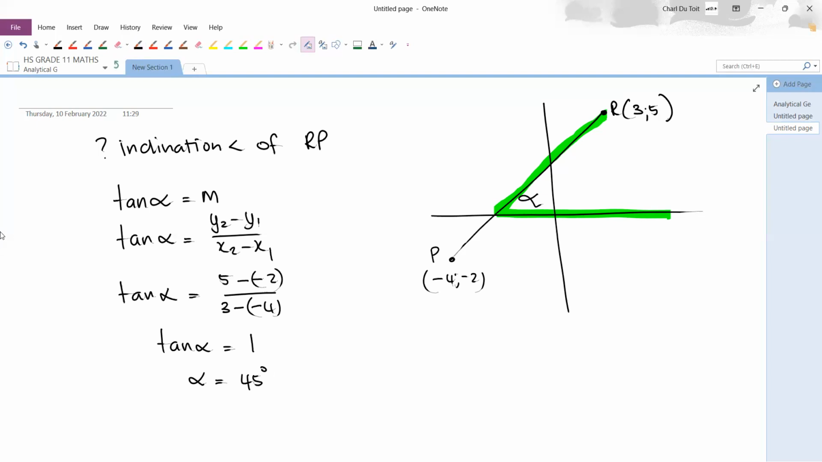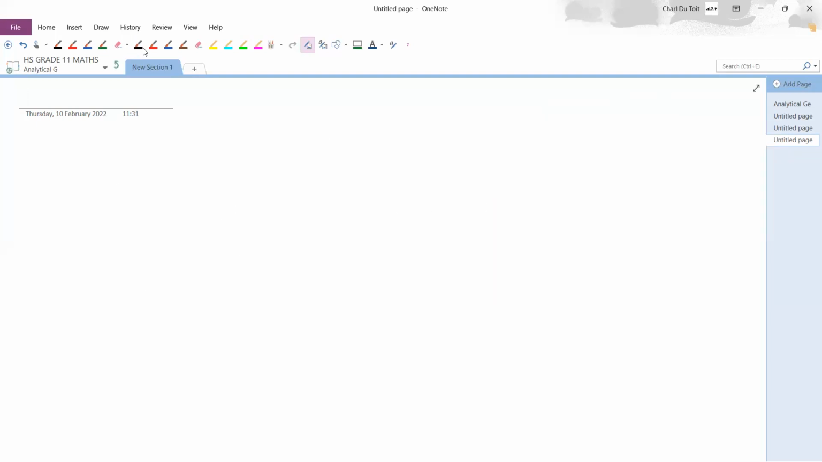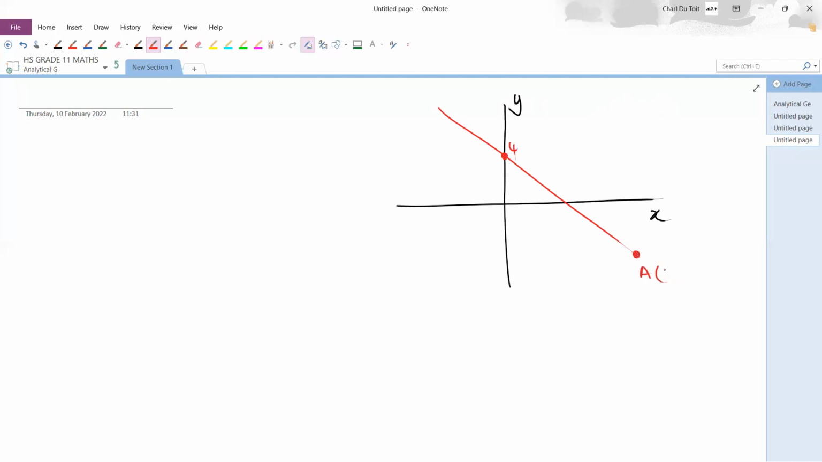Okay, let's do a line that's got an obtuse angle. Again, system of axes. And now I'm drawing a line. Let's make it red there. And I'm going to give this coordinate here, that's 4. And this one here at A is, let's say, 6 and -3. Okay, now let's make this AB.